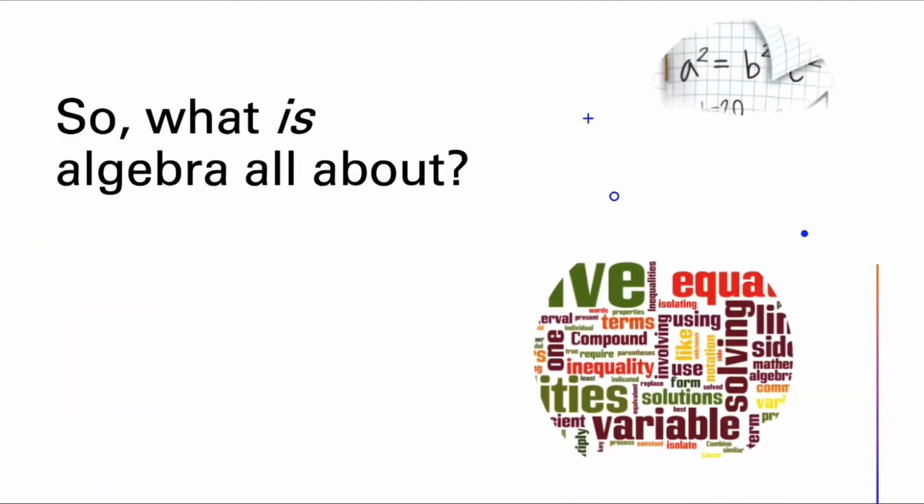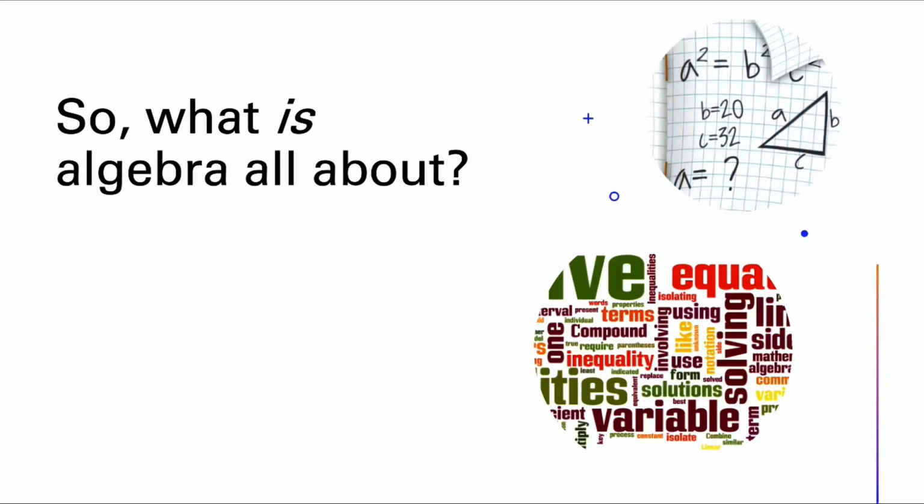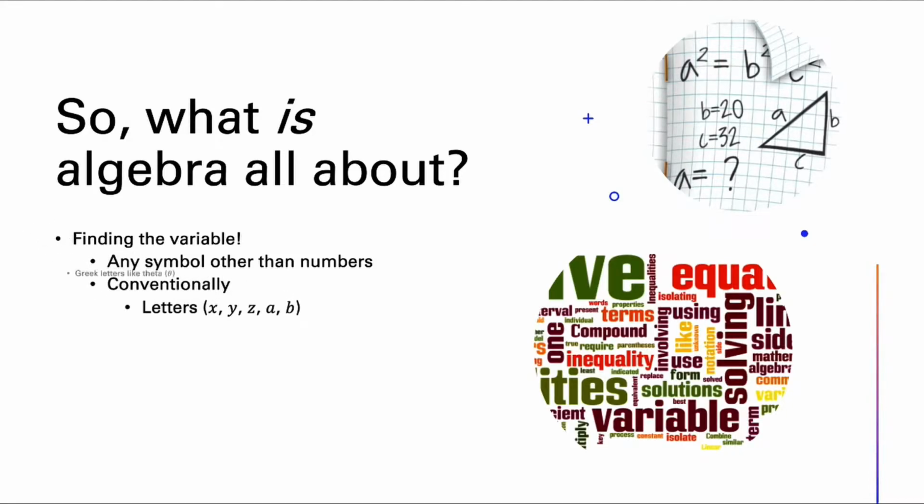So, what is algebra all about? Algebra is all about finding the variable. A variable can be any symbol, as long as that symbol isn't a number. Conventionally, letters like x or y, you've heard of them, are used, or even Greek letters like theta, which you'll learn in higher maths.